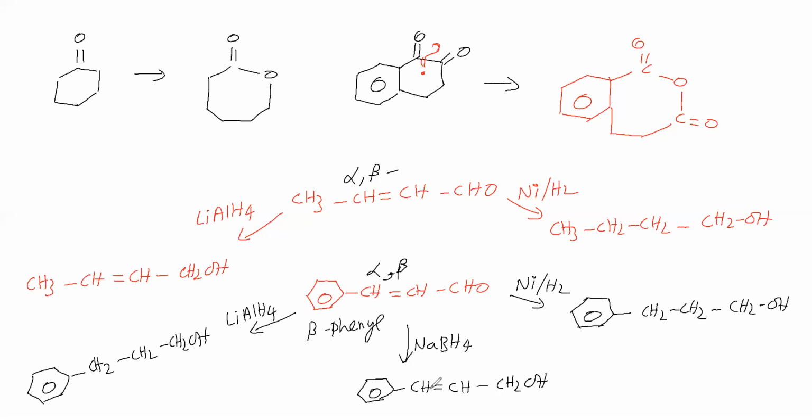The C=C double bond is not affected. Sodium borohydride is a reducing agent that is not reducing the C=C double bond, but lithium aluminum hydride is reducing the C=C double bond. So like this, reduction is possible. We have to remember these things.